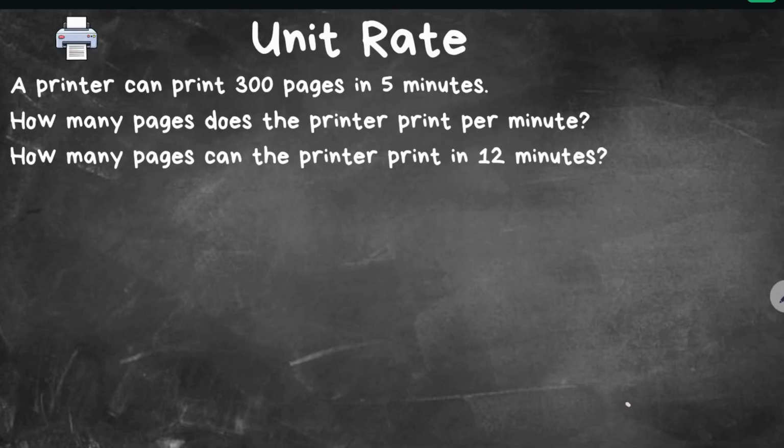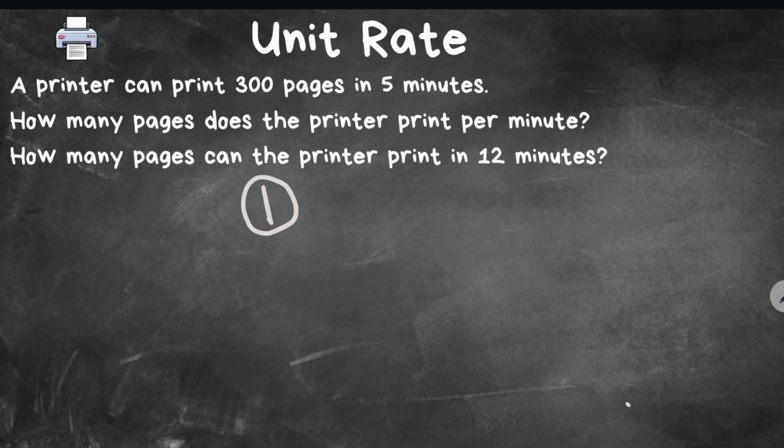In this video, let's work with some unit rate problems. And unit rate compares two objects, and one object is always set to 1. For example, it says a printer can print 300 pages in 5 minutes. How many pages does the printer print per minute?